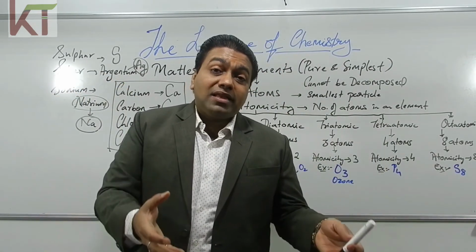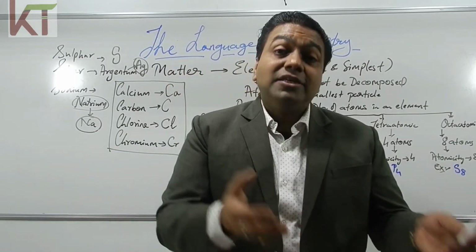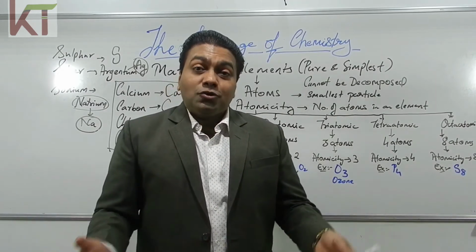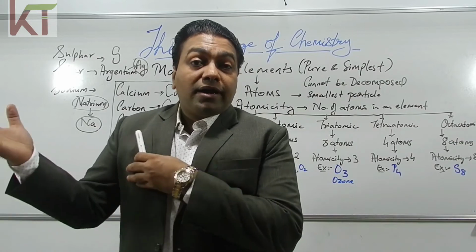Gold was known by the Latin name aurum. So the symbol of gold is Au, correct? Mercury was known by the Latin name hydrargyrum. So the symbol for mercury is Hg from the word hydrargyrum.